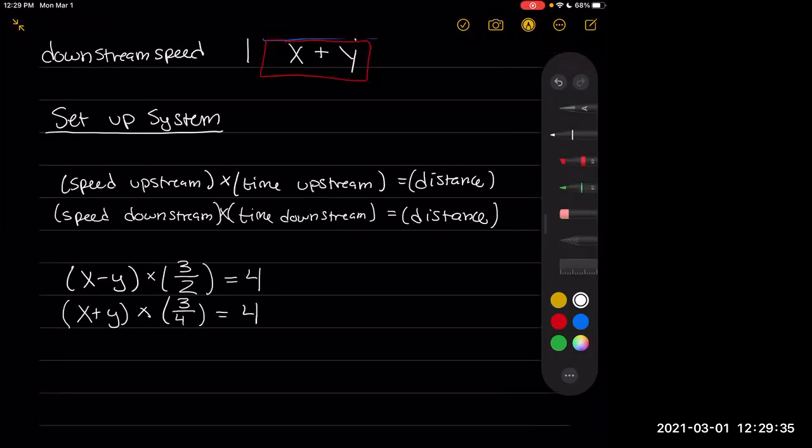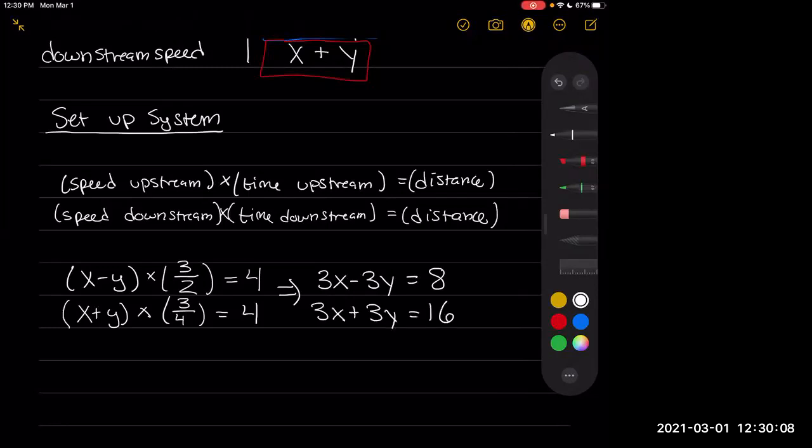And then I'm going to rewrite this in a better way. So I'm going to multiply both sides by 2 for the first equation, and then distribute the 3. So we're going to get 3x minus 3y equals 8. So we can cancel the fraction. And then we're going to do a similar thing for the second equation. We're going to multiply by 4, and then distribute the 3. So we get 3x plus 3y equals 16.